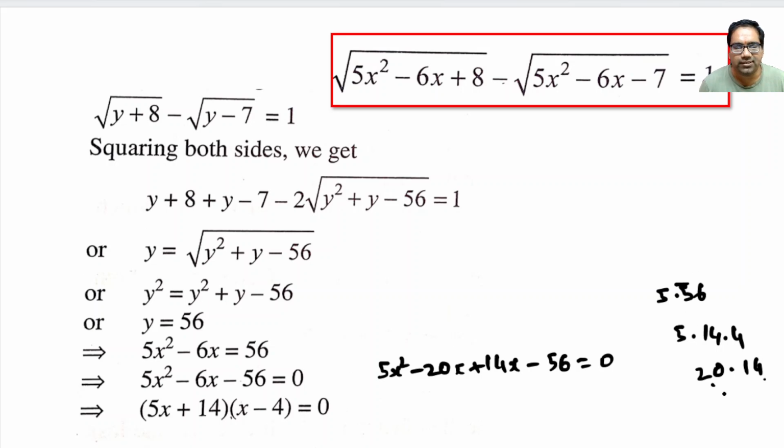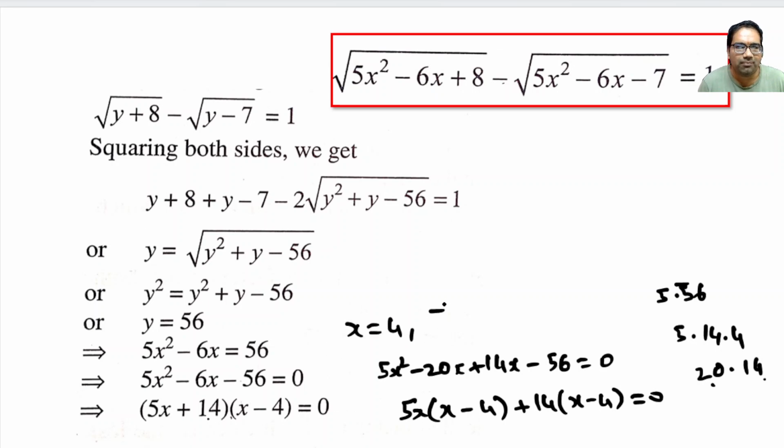We are writing 5 into 56 as 20 into 14, so we can write this expression as 5x square minus 20x plus 14x minus 56. This becomes 5x into x minus 4 plus 14 into x minus 4 equals 0. That means 5x plus 14 into x minus 4 equals 0. That means x is equal to 4 or minus 14 by 5. If you substitute both of these, the equation will become equal to 1. Right, this is the regular way of solving the equation, replacing 5x square minus 6x with some y.